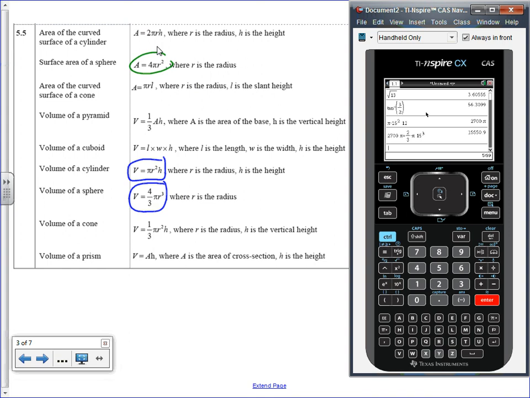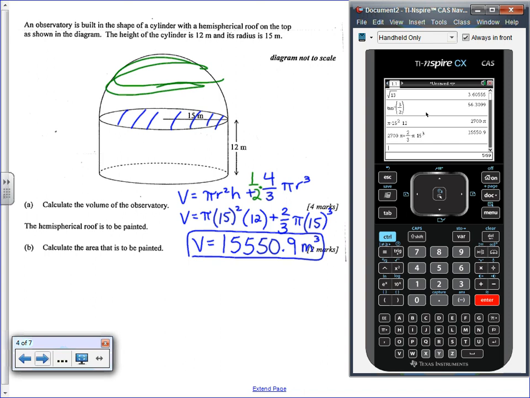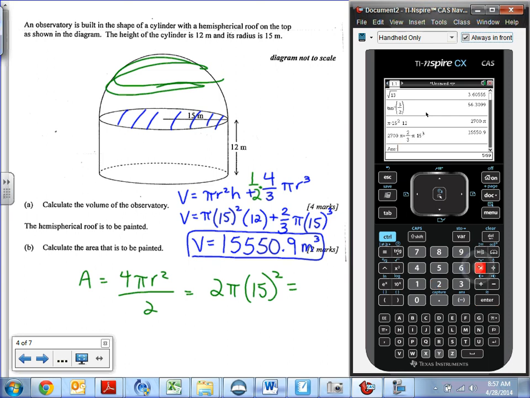So 4 pi r squared. So surface area is going to equal 4 pi r squared. It's going to be a whole sphere. We're going to cut that in half. Cutting the hemisphere. Plug in our radius. Perform this calculation. 2 multiplied by pi multiplied by 15 squared.